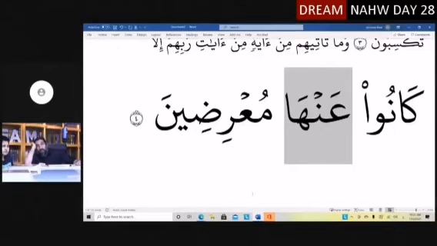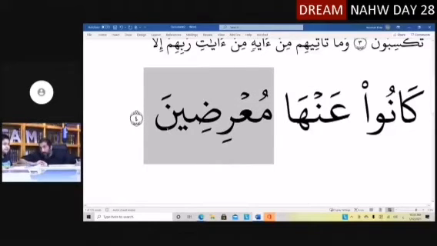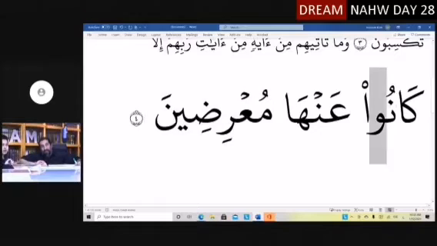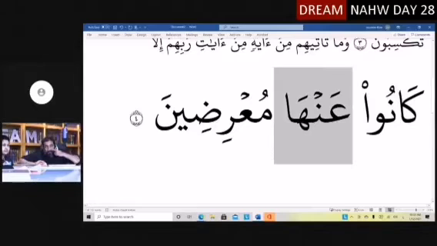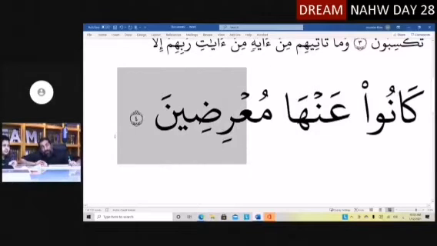Good. Now we look at mu'ridina. From a long time ago when you were young, we learned that una, ina are ending combinations, and that combination could be nasab or jar. Well, there's no reason for it to be jar. So nasab. Why would it be nasab? Khabar of kana is nasab. So if this is nasab, then it must be the khabar of kana. So kanu mubtada, anha muta'alliq bil khabar, and mu'ridin khabar.